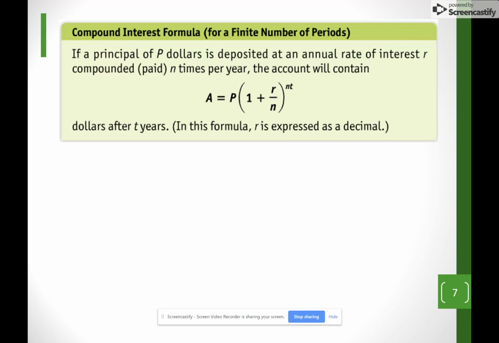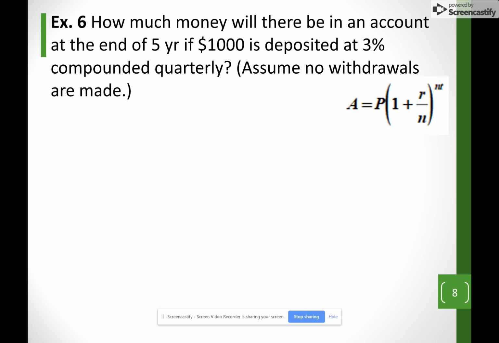We're going to be looking at compound interest. We're going to be using this formula. So what it says is the amount we're going to have at the end is the product of the principal, basically how much money we start with, how much money gets invested, times 1 plus the rate over the times that it gets compounded, and then to the power nt. All right, let's take a look at this as an example.